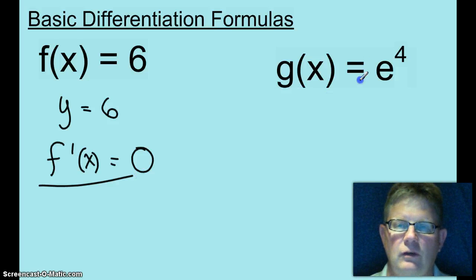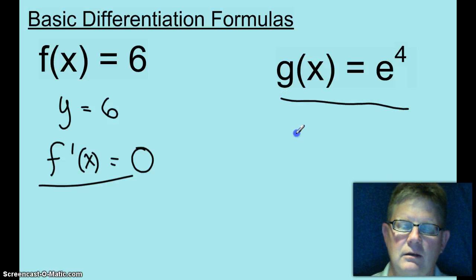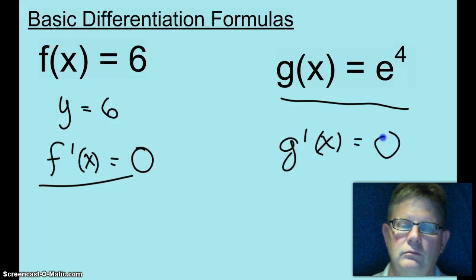Okay? g of x equals e to the fourth. e to the fourth is a constant, which means this again is going to be the graph of a horizontal line. The slope of a horizontal line, 0. g prime of x equals 0. Got it? Get it? Good. Okay, those are constant functions. Their derivatives are always going to be 0. Let's go ahead and move on.